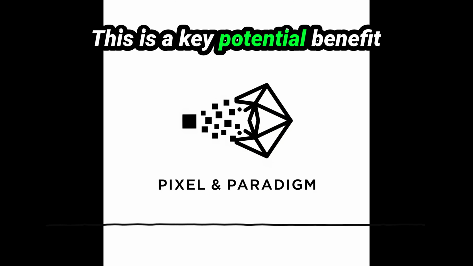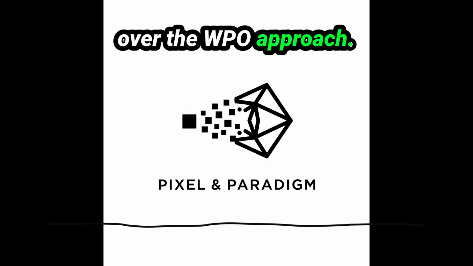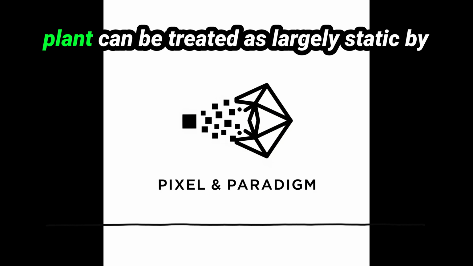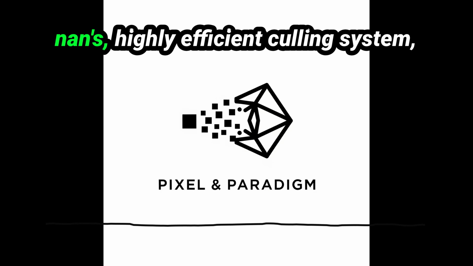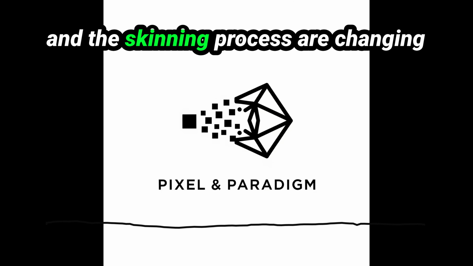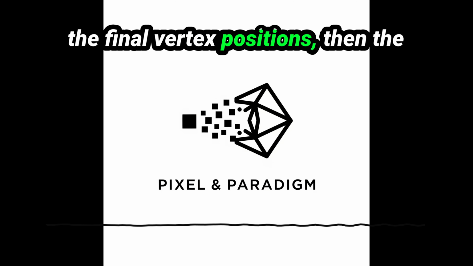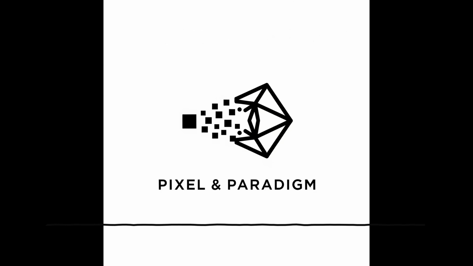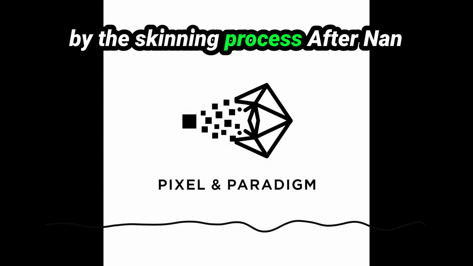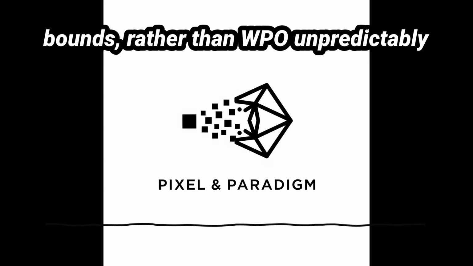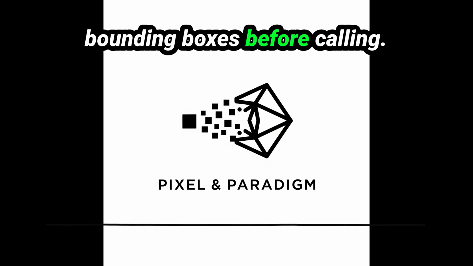This is a key potential benefit over the WPO approach. The hope in theory is that if the base Nanite geometry structure of the plant can be treated as largely static by Nanite's highly efficient culling system, and only the internal bone structure and the skinning process are changing the final vertex positions, then the base mesh culling could remain much more efficient than with WPO. The vertex positions are deformed by the skinning process after Nanite has potentially culled or simplified the base geometry based on its static bounds, rather than WPO unpredictably expanding the Nanite cluster bounding boxes before culling.